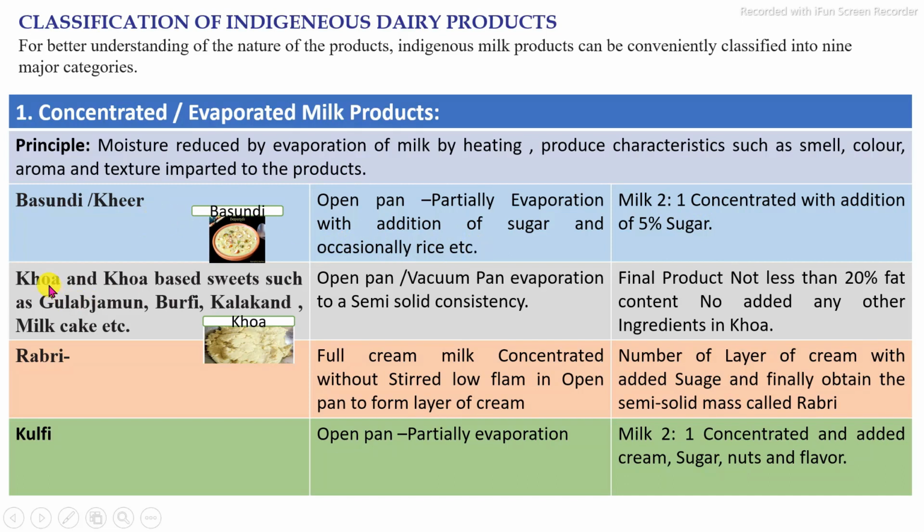Then khova, which is the next step after basundi, in which an open pan, vacuum pan or steam jacketed kettle is used for concentration to achieve a semi-solid consistency. The final product must contain 20% fat as compared to the product. No addition of any other ingredients like sugar, color, flavor, etc.